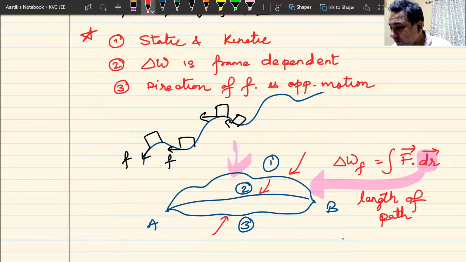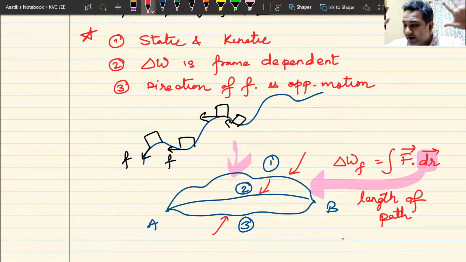Am I making some sense, or have you lost it? Have I confused you? Or is it clear to everyone why I have to think about path in a frictional force and not in gravitational force? That is why you have to be very careful while you are trying to find out the work done by frictional force. Am I clear? Can I have some raise hand that we understand this?